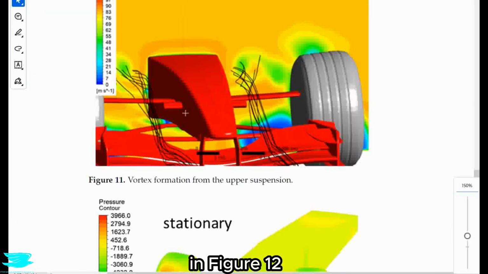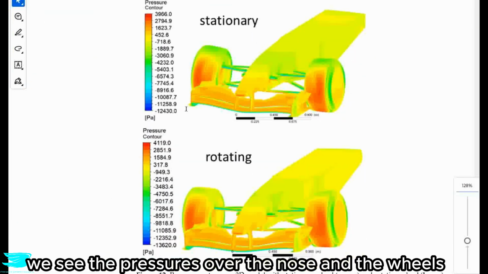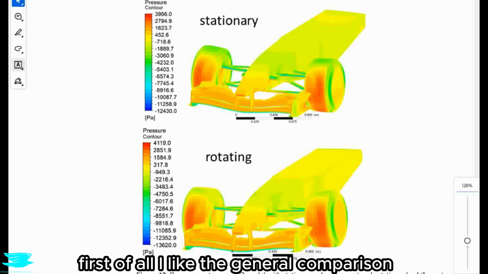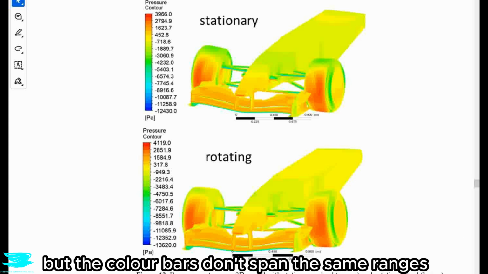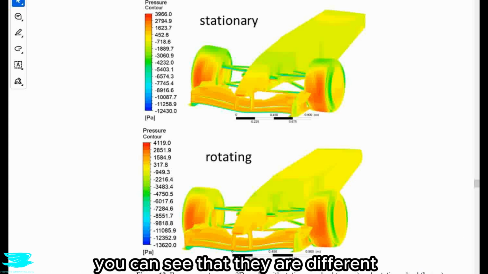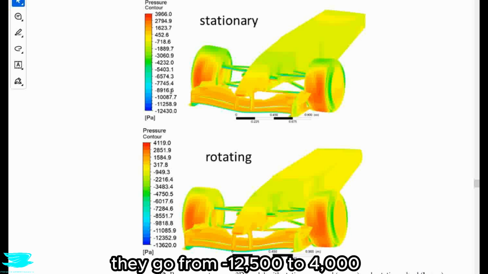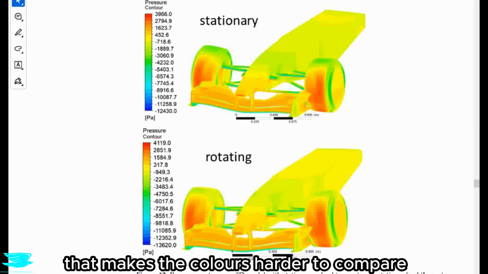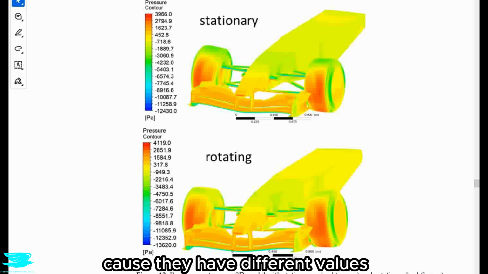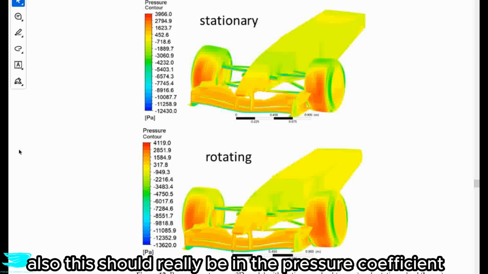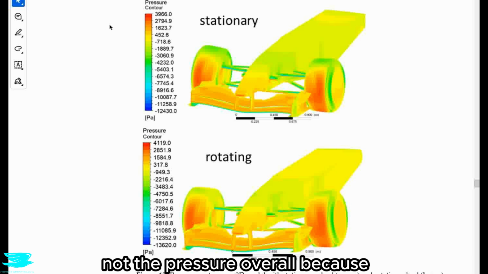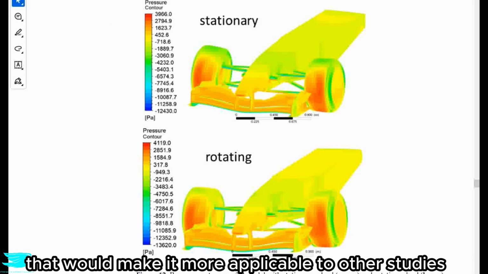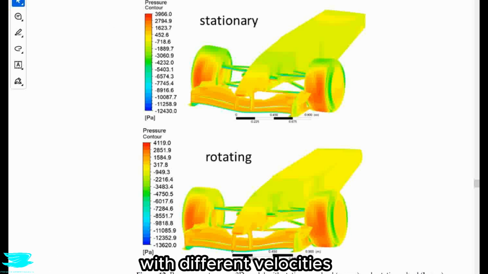Anyway, in figure 12, we see the pressures over the nose and the wheels. First of all, I like the general comparison, but the color bars don't span the same ranges. You can see that they are different. They go from minus 12,500 to 4,000 compared to minus 13,500 to 4,000. So they're different ranges. That makes the colors harder to compare because they are different values. Also, this should really be in the pressure coefficient, not the pressure overall, because that would make it more applicable to other studies with different velocities.